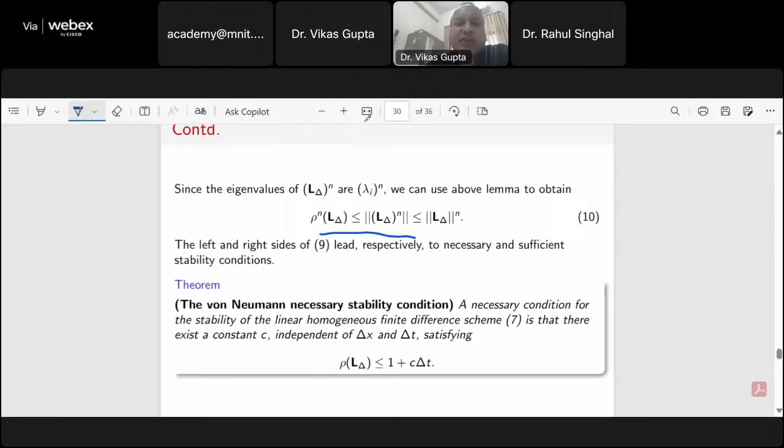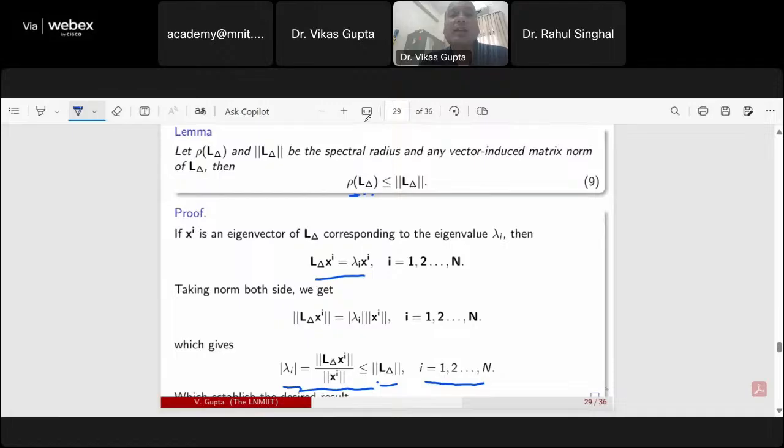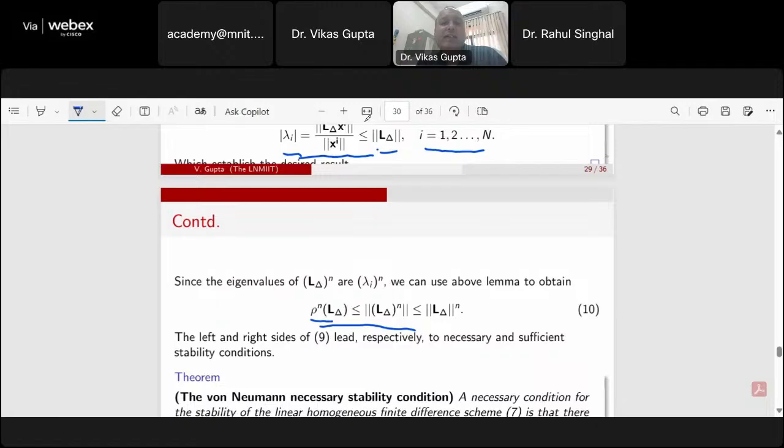Am I right? So that's why the nth power of the spectral radius of L delta, because in the last lemma we proved that rho of L delta is bounded by the norm of L delta. Am I right? And we know that lambda_i to the power n will be an eigenvalue of L delta to the power n. Am I right?